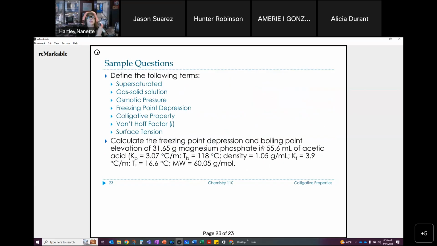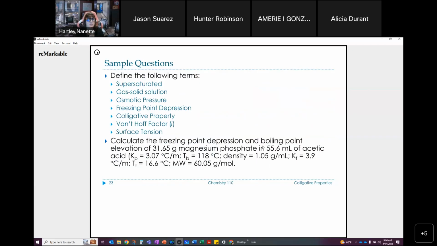So things that you might get asked about in terms of what we have talked about today. Define things like supersaturated. Supersaturated contains more solute than it should at that temperature. What's a gas-solid solution? Well, that's a gas that contains some solid in it. Some of the old style halogen lights had that kind of stuff that happened. And what's osmotic pressure? The pressure that builds because of the movement of water through a semi-permeable membrane.